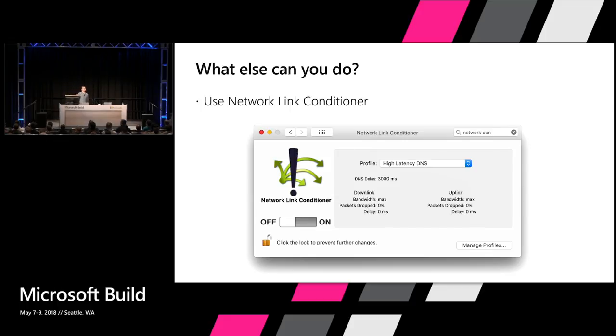You can use on the Mac this tool called the Network Link Conditioner. It's a firewall filter rule that essentially will drop a lot of packets and will simulate different network conditions. So people using edge networks, 3G networks, a terrible network, Wi-Fi at an airport, right? So you have all these profiles here. You can see it there. I have the high latency DNS.